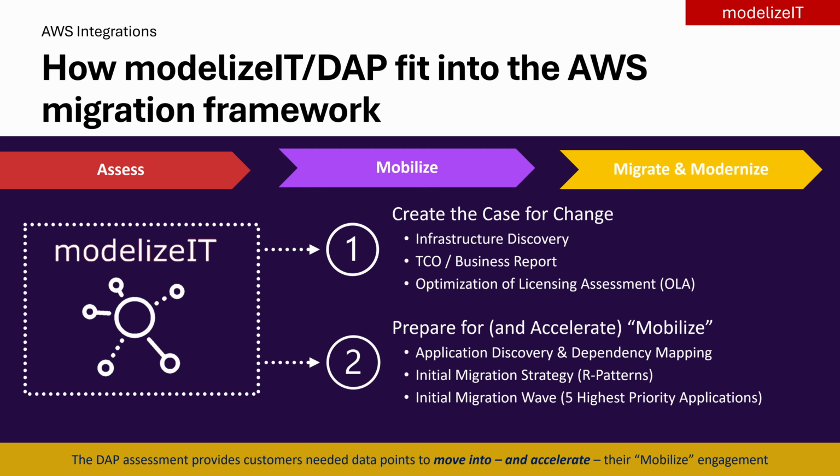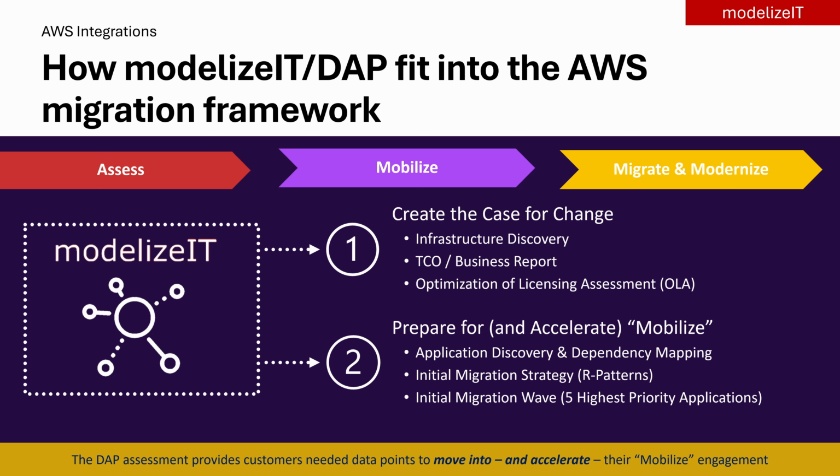So, how do modelizeIT and the DAP assessment fit into the AWS migration framework? The DAP assessment takes place during the assess/identification phase and extends into the mobilize phase, accomplishing 2 key goals, each of which is accompanied by a package of migration planning deliverables. The first goal is helping clients build the business case for change. This is achieved by first performing a comprehensive infrastructure and application discovery that serves as the foundation for the TCO report and a license optimization assessment.